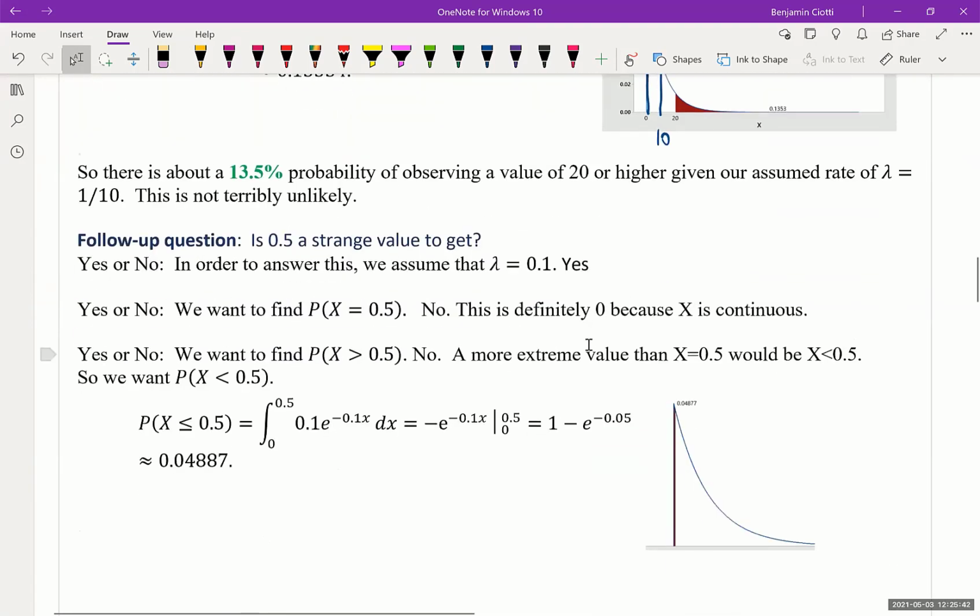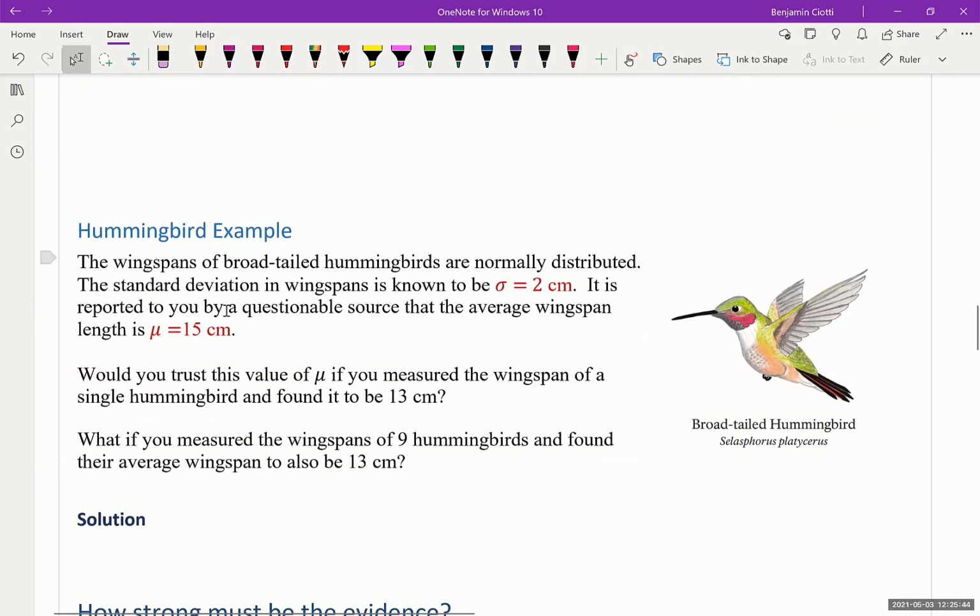And here, let's go to the next example, because I think that will help illustrate this as well. And this is the main thing I wanted to do today, which is a hummingbird example. So I looked this up, and the wingspans of broad-tailed hummingbirds are normally distributed. Well, that's not the part that I looked up. Forget that I looked anything up.